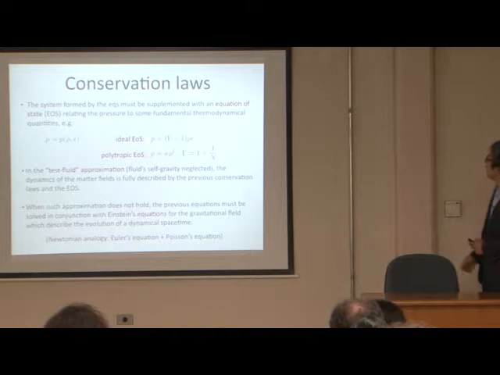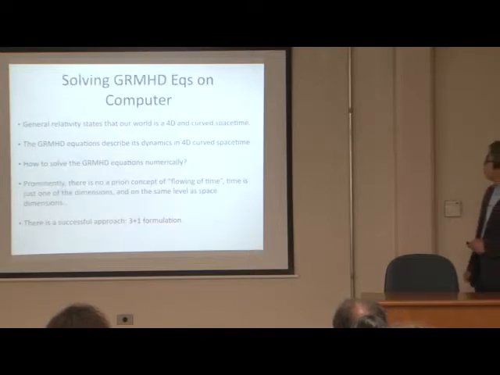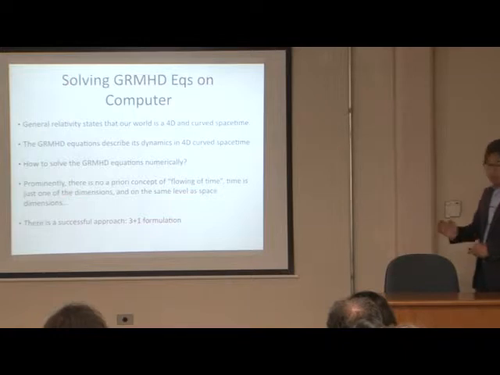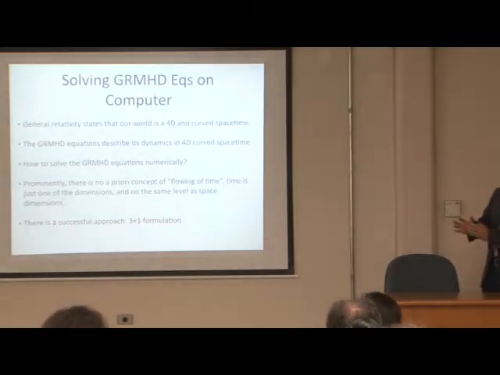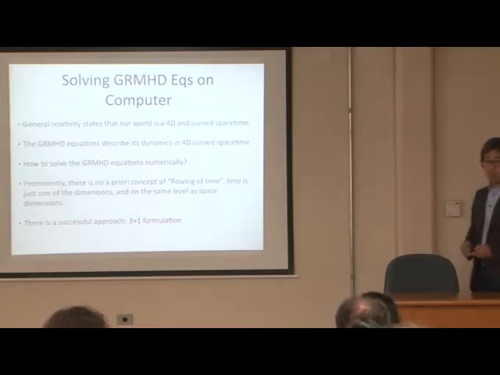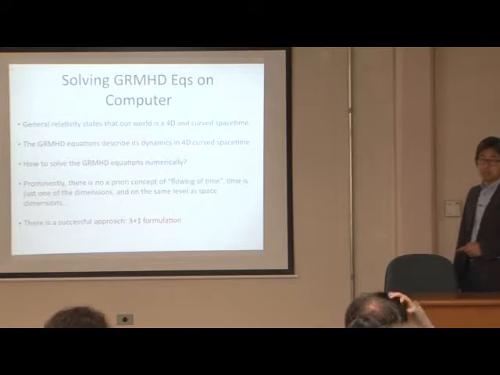No? Okay. So next is solving the general relativity equations on the computer. General relativity states that our world is 4D, in curved spacetime, and the Einstein equation also describes its dynamics in 4-dimensional curved spacetime. Showing this numerically, there is the concept of the flowing of time. Time is just one of the dimensions, on the same level as space. So a successful approach is the 3+1 formulation. We need to divide time and space. This is different. Later I can talk about what the 3+1 formalism is.